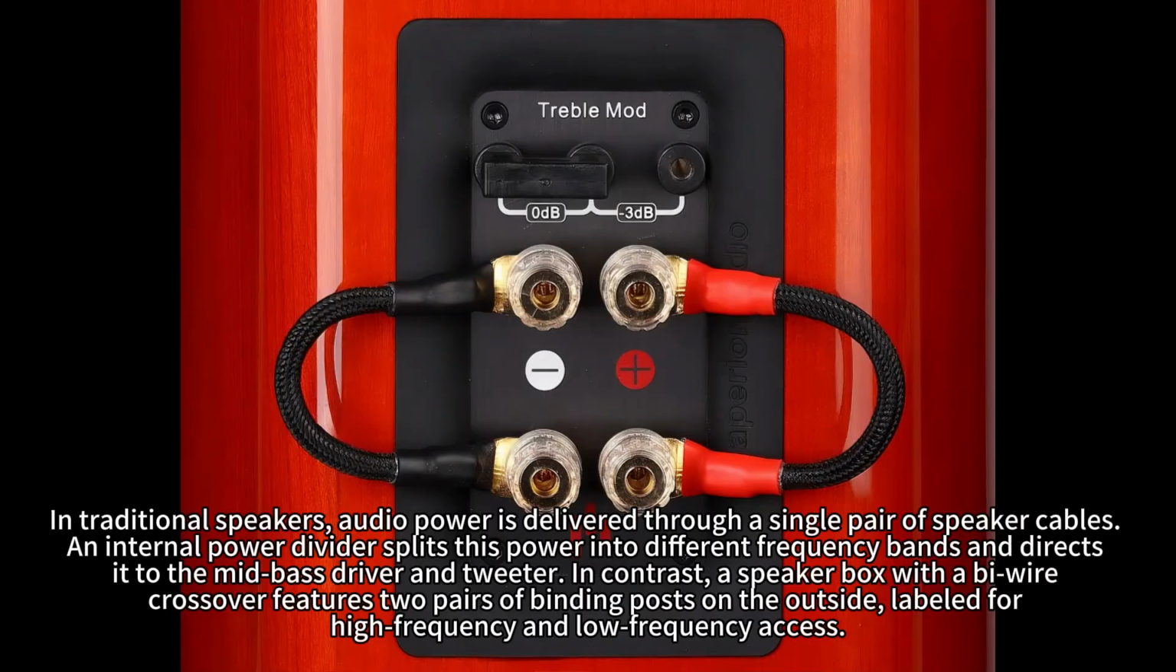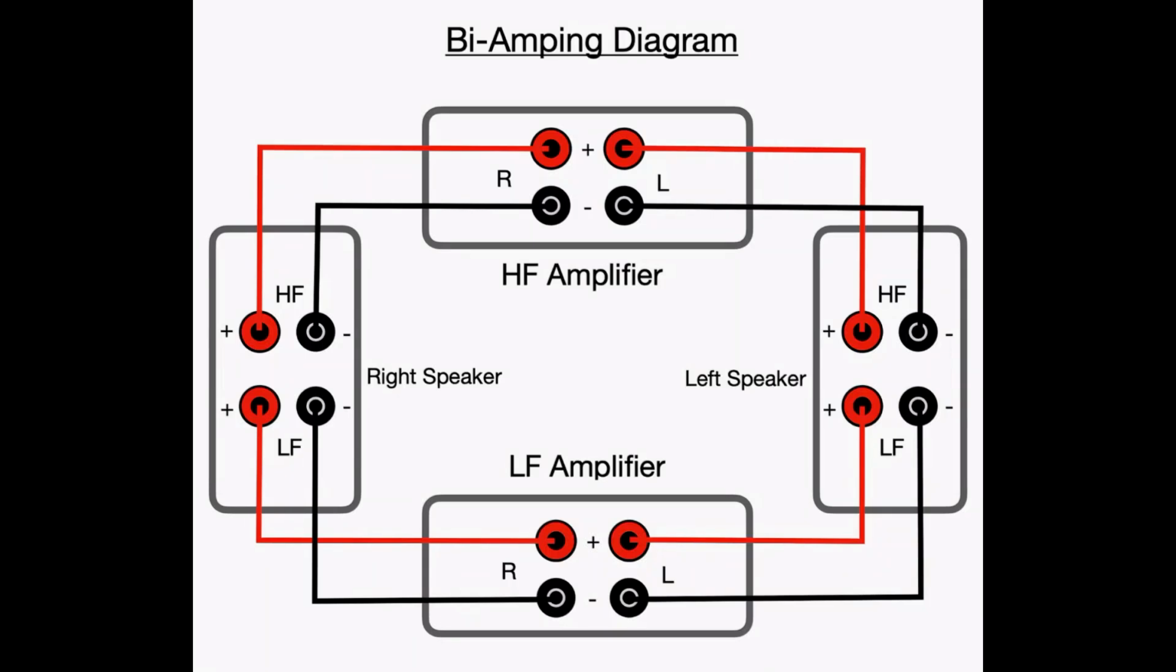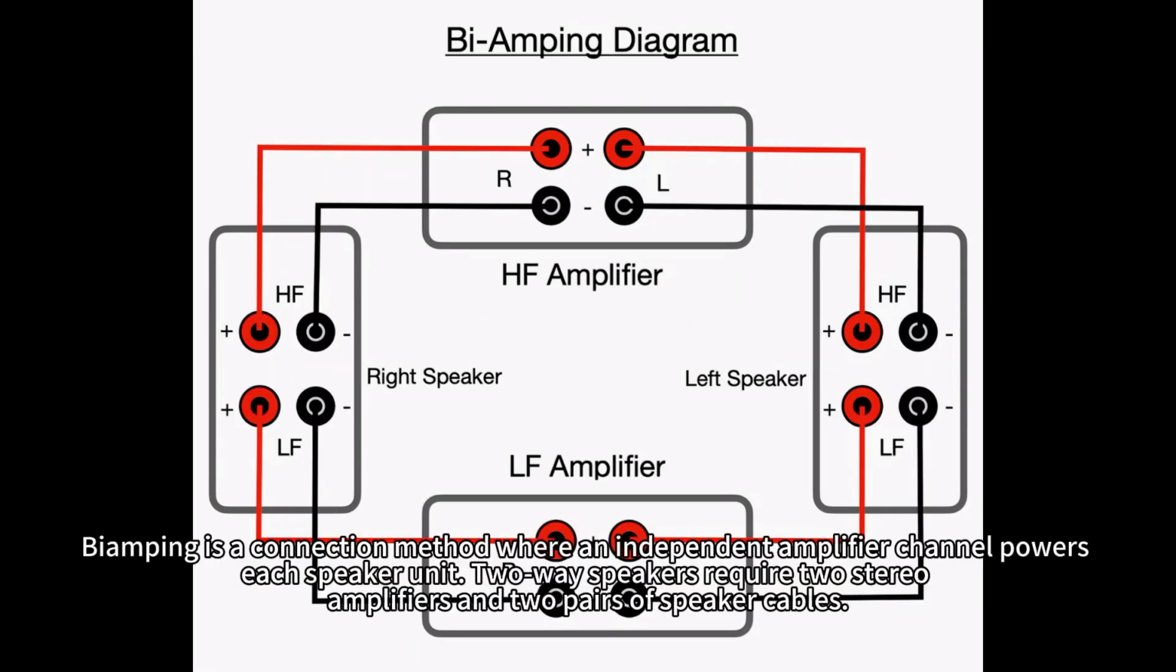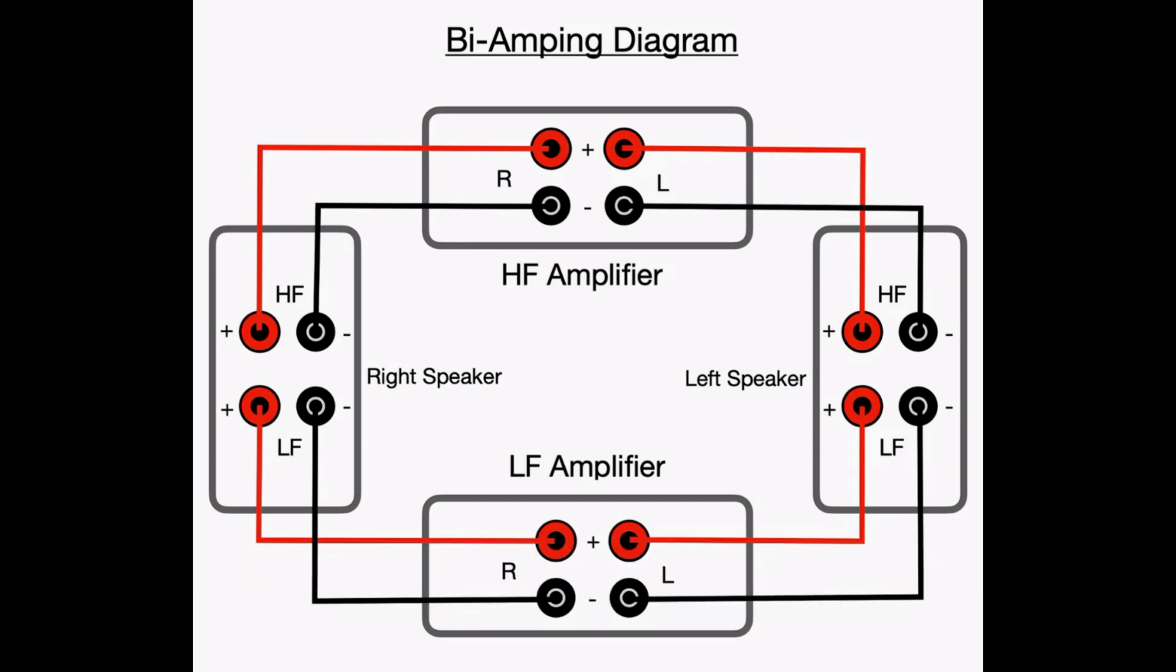In traditional speakers, audio power is delivered through a single pair of speaker cables. An internal power divider splits this power into different frequency bands and directs it to the mid-bass driver and tweeter. In contrast, a speaker box with a bi-wire crossover features two pairs of binding posts on the outside. Number 31. Bi-amping. Bi-amping is a connection method where an independent amplifier channel powers each speaker unit. Two-way speakers require two stereo amplifiers and two pairs of speaker cables.